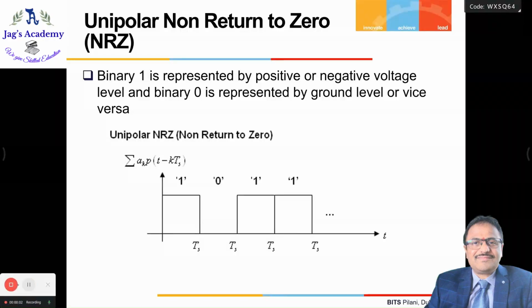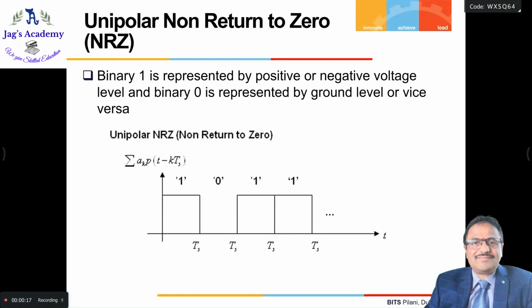What is this term called? Unipolar, non-return to zero. Just check unipolar. Unipolar means there will be one polarity. Zero is represented by zero level, and one is represented by one polarity, either plus 5 volts or minus 5 volts. So remember this, unipolar. And it is non-return to zero.